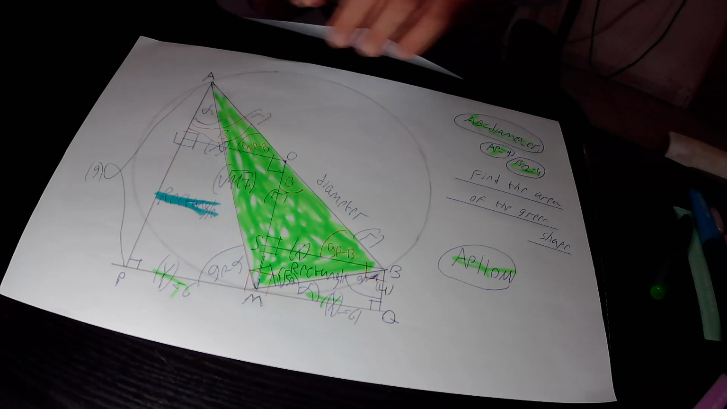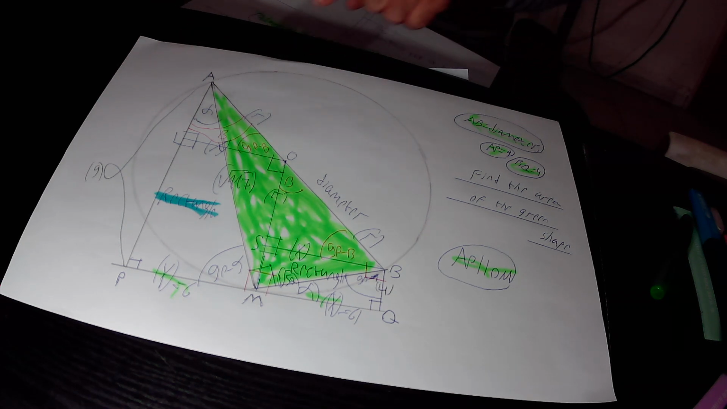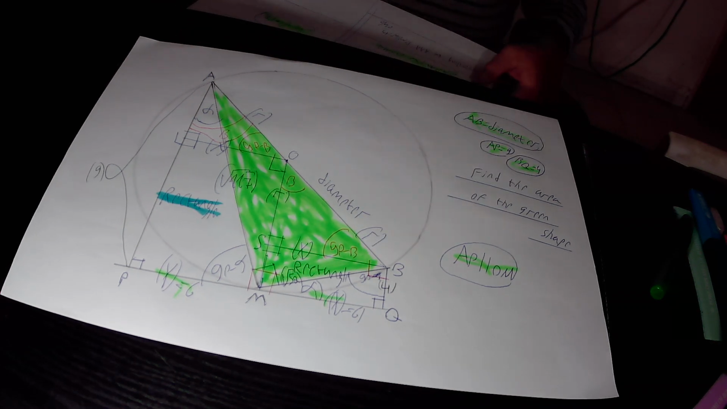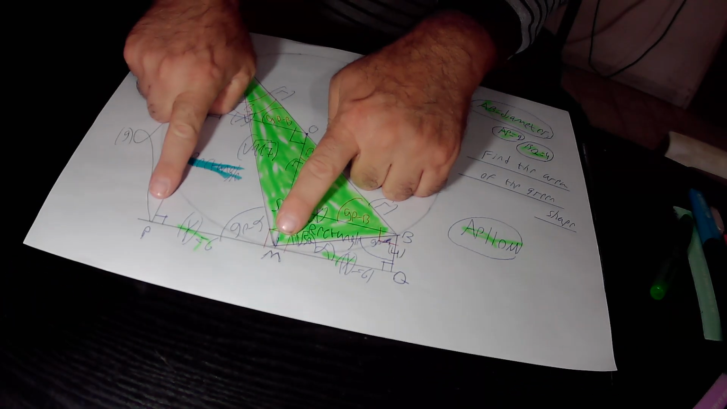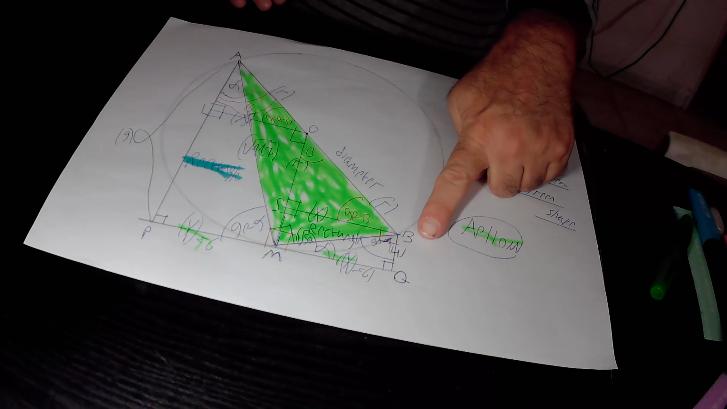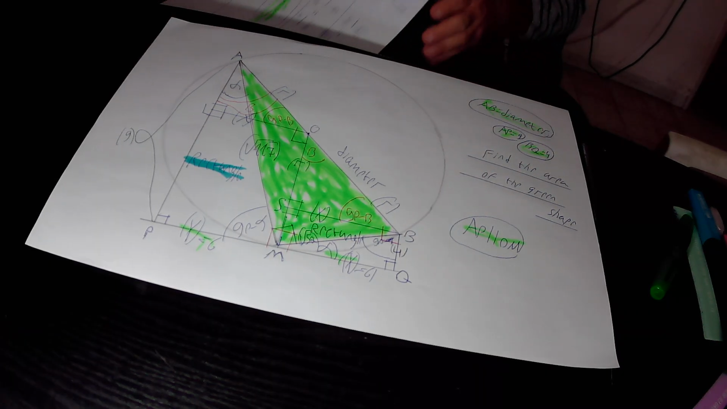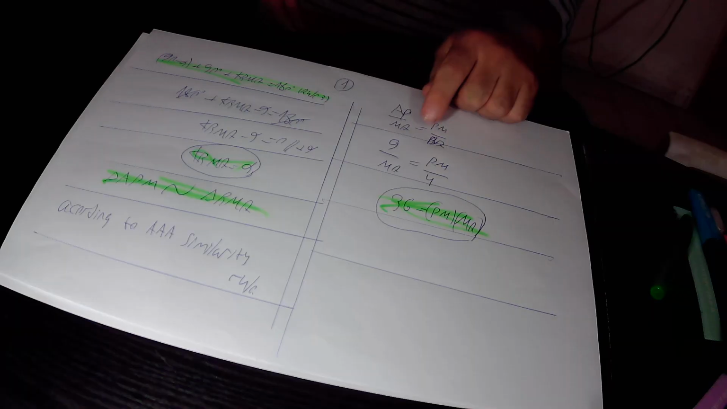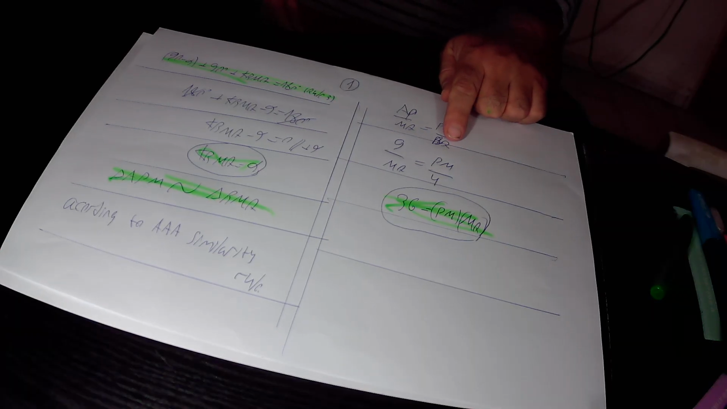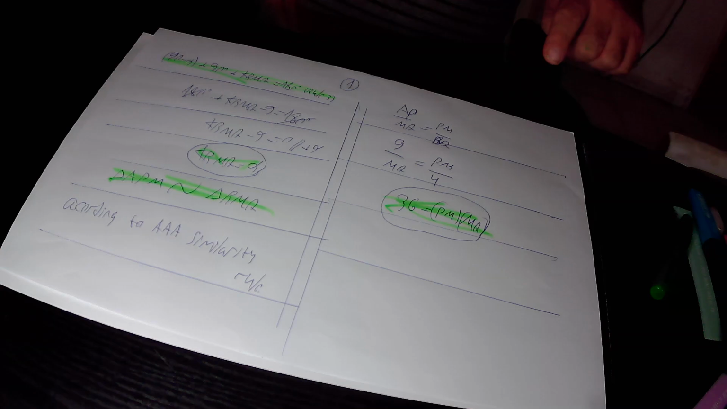AP is 9, over MQ. MQ is the missing side, so we leave it as it is, and it equals PM over BQ. PM is the missing side, so we leave it as it is. BQ equals 4. So in total, we found that 9 over MQ equals PM over 4. Here you cross multiply this equation and find out that 9 times 4 is 36, so 36 equals PM times MQ.